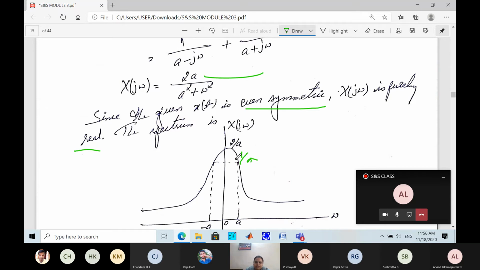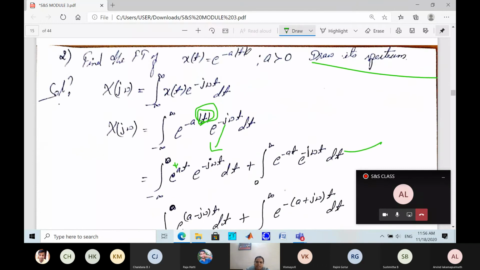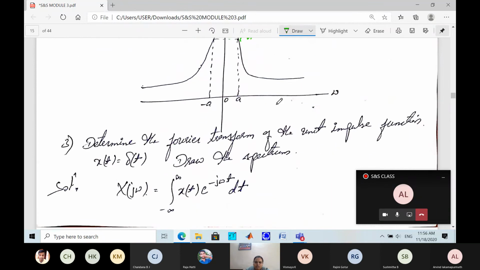Then minus infinity you will get the same, and when omega is 0, when I substitute omega as 0, 2a divided by a square, one a cancels, and you will be left with 2 divided by a. This is the spectrum for the given function, e raised to minus a mod of t. Okay, this is how we have to go with the problems. This is one problem.